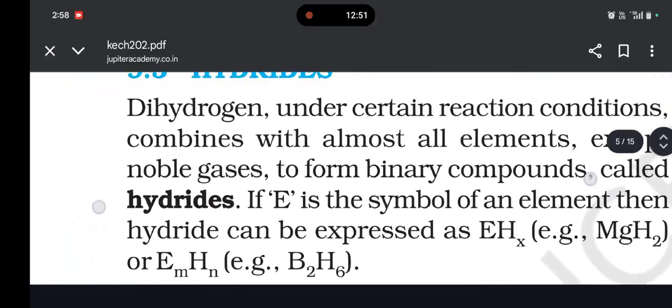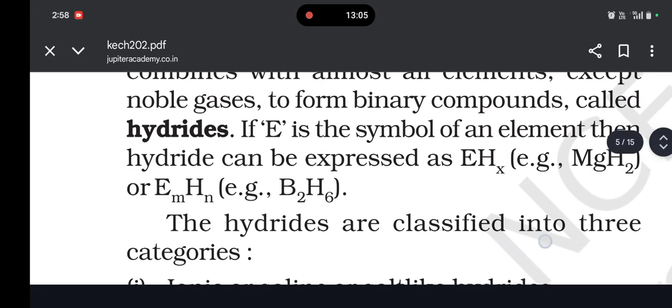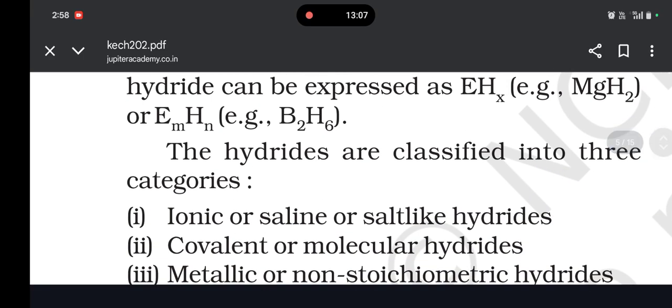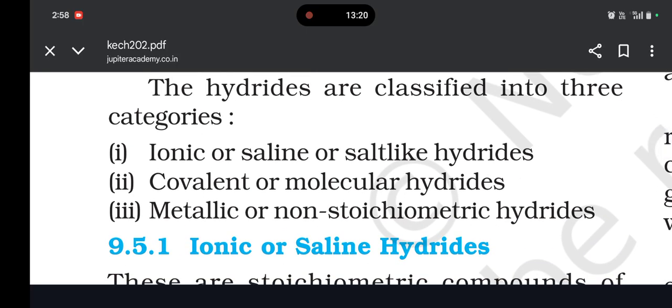Now we have to move to our next topic, hydrides. Dihydrogen under certain reaction conditions combines with almost all elements except noble gases to form binary compounds called hydrides. If E is the symbol of the element, then hydride can be expressed as EHx. Example, magnesium hydride MgH2, or E m H n. Example, B2H6. The hydrides are classified into three categories: ionic or saline or salt-like hydrides, covalent or molecular hydrides, and metallic or non-stoichiometric hydrides.